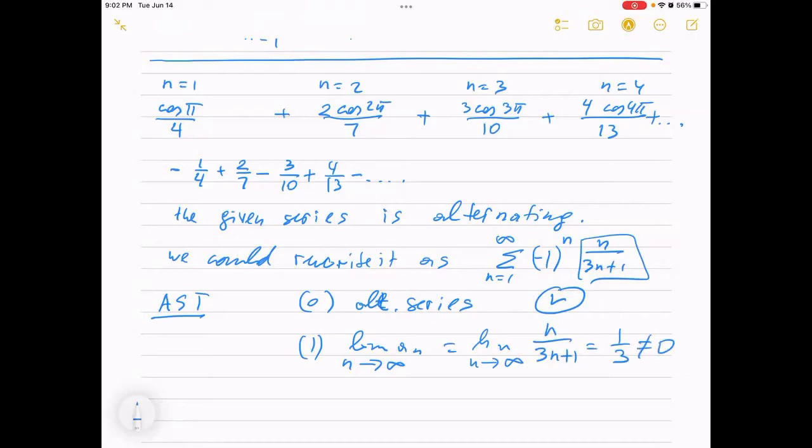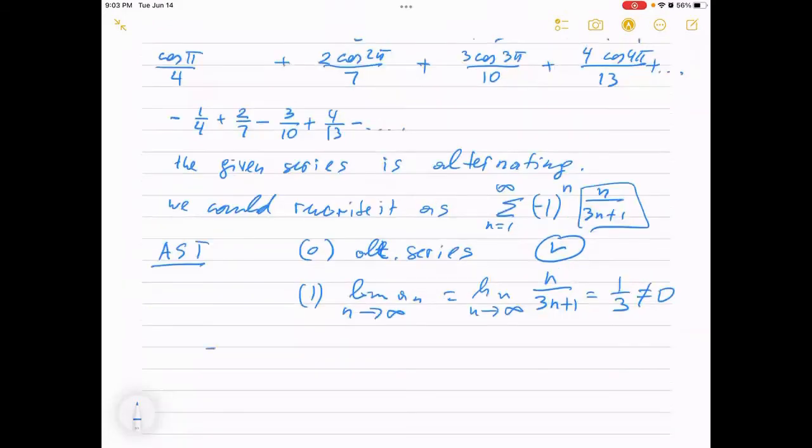So our conclusion: the series is alternating, but we cannot apply AST to it. Because the limit of the term is not equal to 0, by the comment which we made after our test, we conclude that this alternating series is divergent by the divergence test. So we conclude that the given alternating series, the sum of n cosine pi n divided by 3n plus 1, n from 1 to infinity, is divergent by the divergence test.